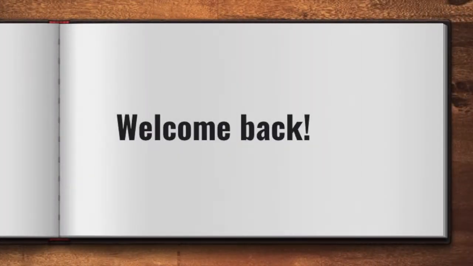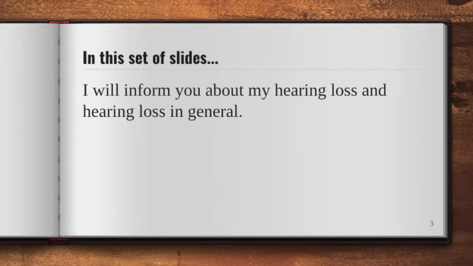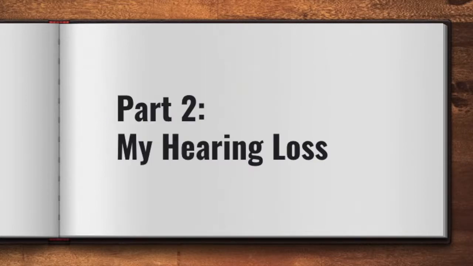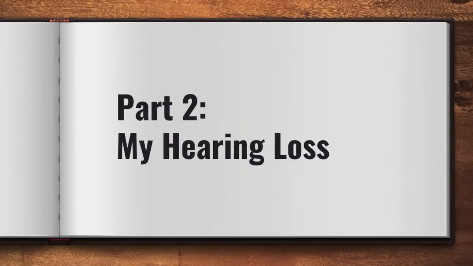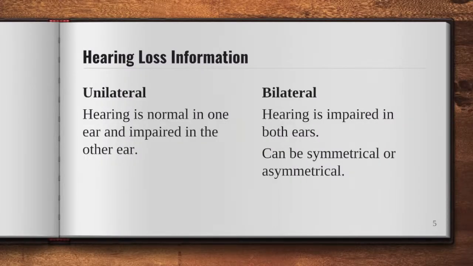Welcome back. In this set of slides, I will inform you about my hearing loss and hearing loss in general. Part 2. My hearing loss. When describing a hearing loss, you can say unilateral or bilateral. A unilateral hearing loss is where hearing is normal in one ear and impaired in the other. Bilateral hearing loss is where hearing is impaired in both ears.